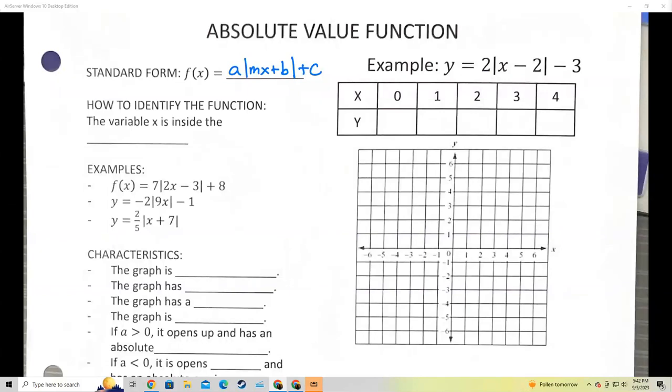So how do I know if it's an absolute value? Well, you're going to see the variable x inside the absolute value. So they're going to have some long sticks like these ones right here, which means you need to take the absolute value of something.